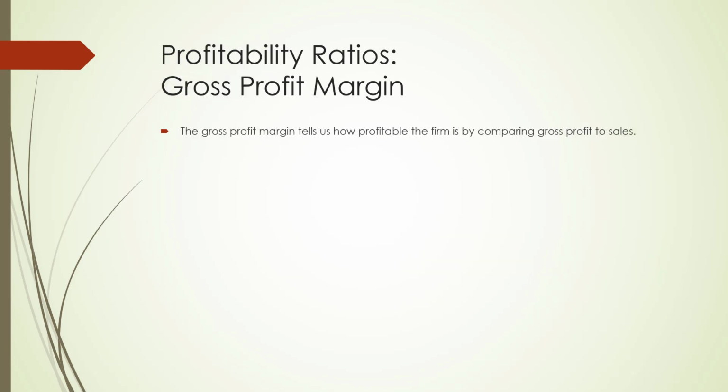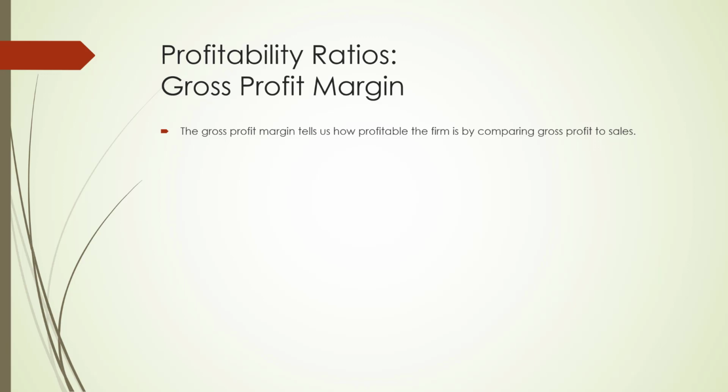Now, the next category of ratios are the profitability ratios. There are a number of ways to measure the profitability of the firm, and so we'll go through several of them here. The first three we're going to look at concentrate only on the income statement, and what we're doing is taking each profit measure from the income statement divided by sales.